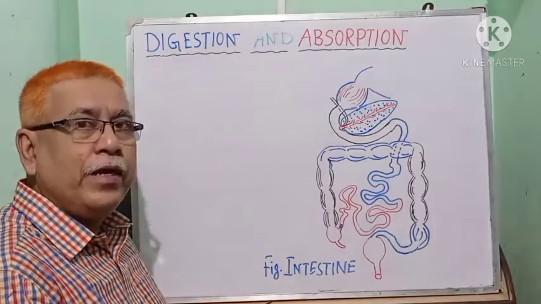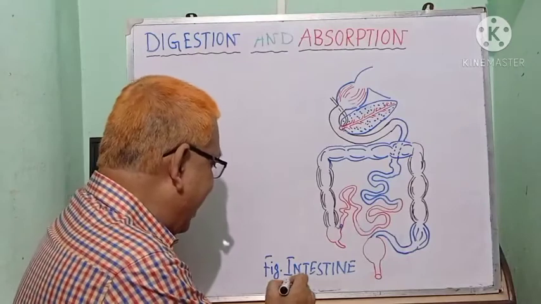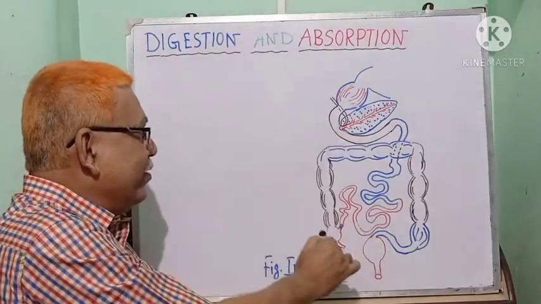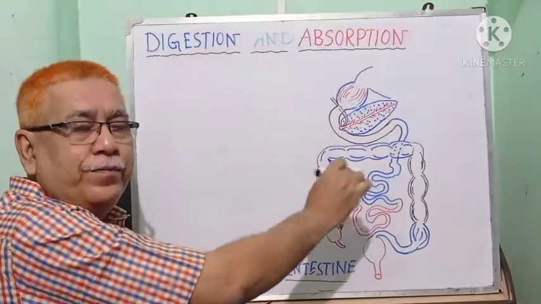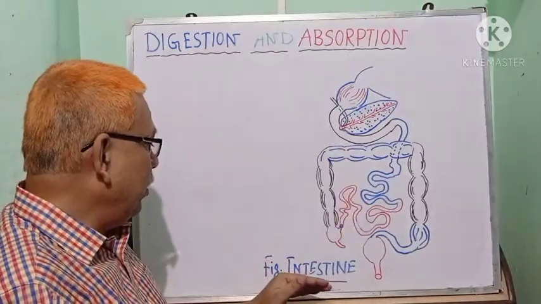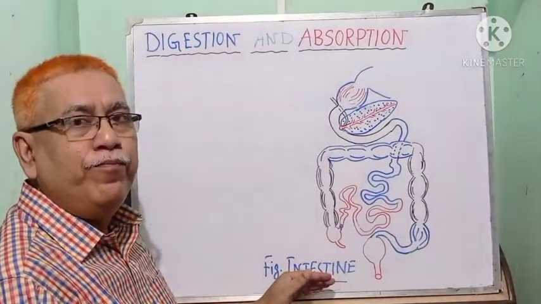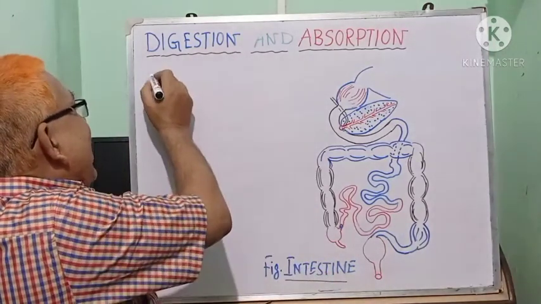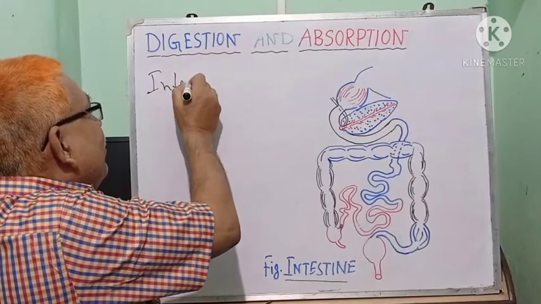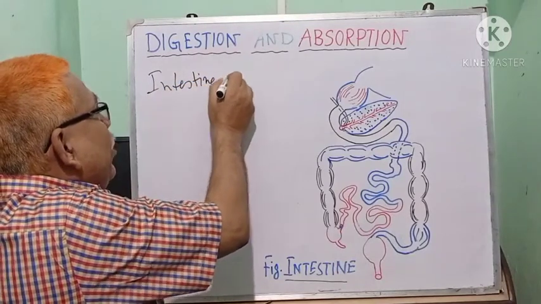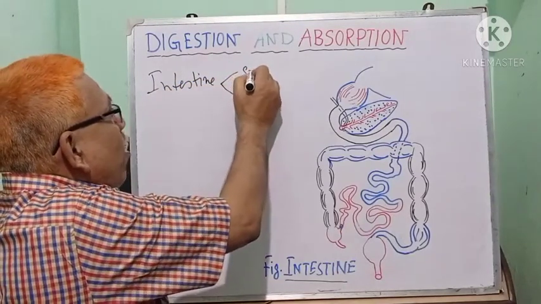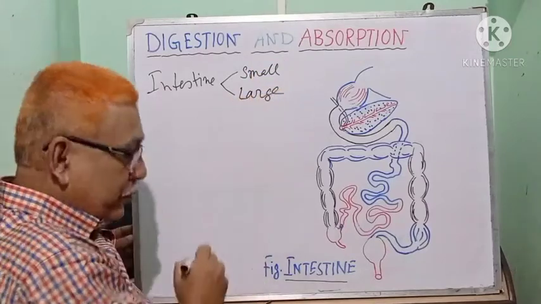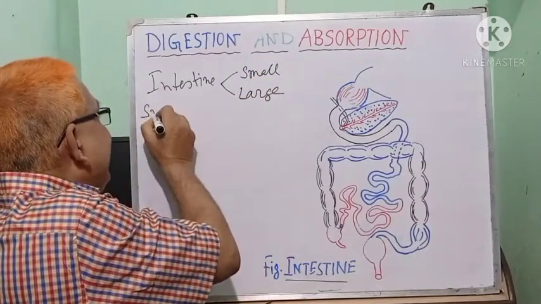Now we shall discuss the intestine. This figure represents the intestine. We know the intestine is one of the important parts of the alimentary canal, and this intestine divides into two parts, that is small intestine and large intestine. First, the small intestine.